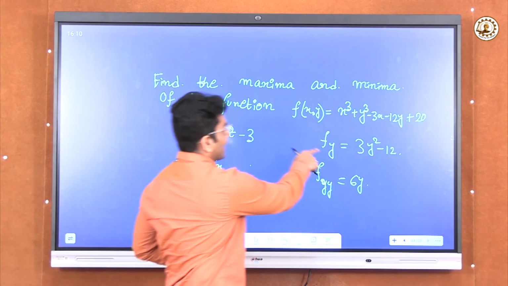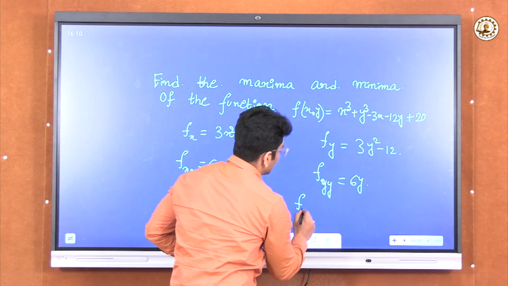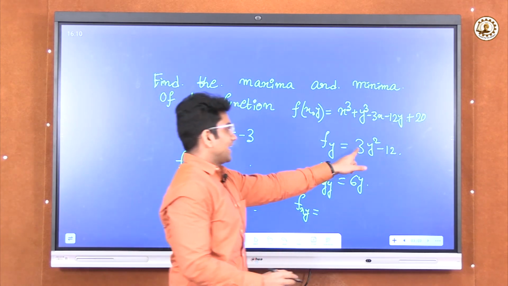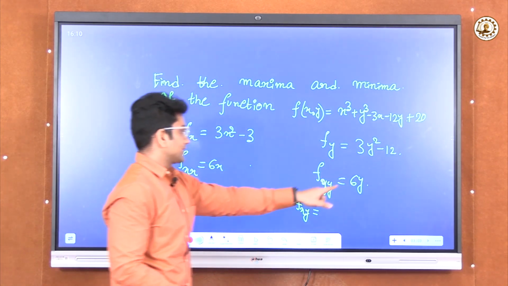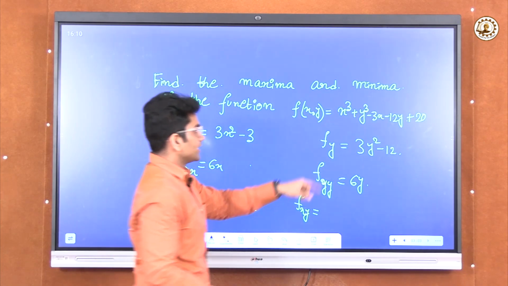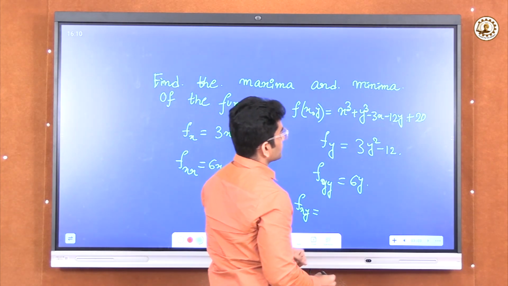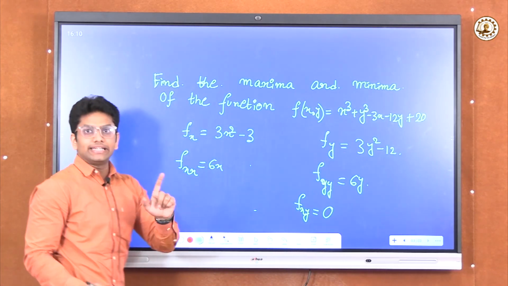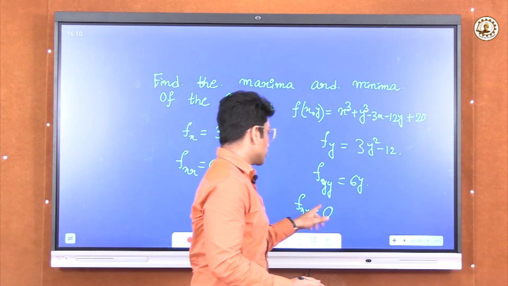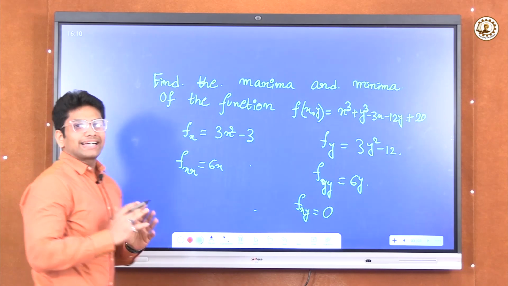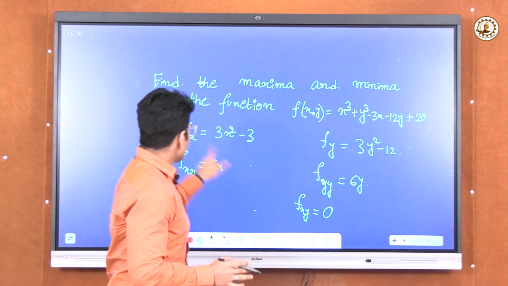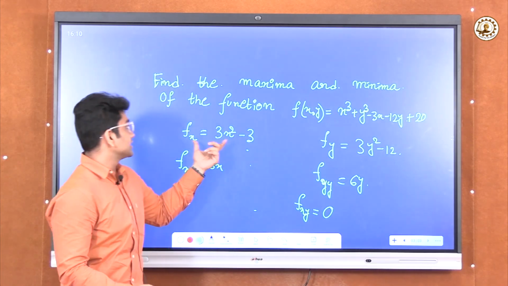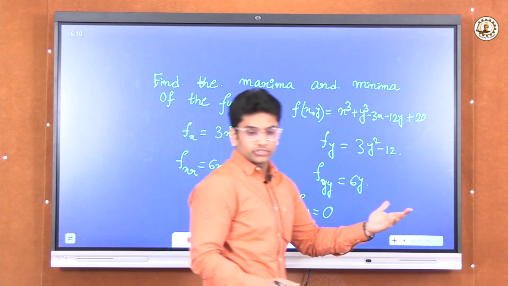We have fy, so f of xy is the derivative of 3y square minus 12 with respect to x. That will be 0 because fy has no term containing x. So f of xy will be equal to 0. For maxima and minima, we know that we have to take fx equal to 0 and fy equal to 0.